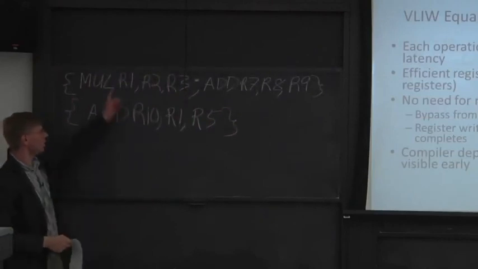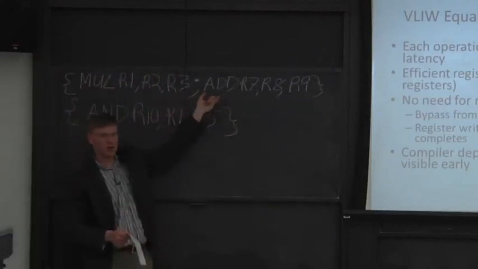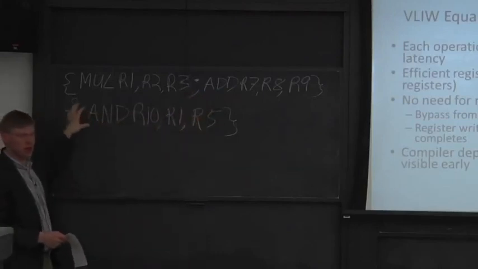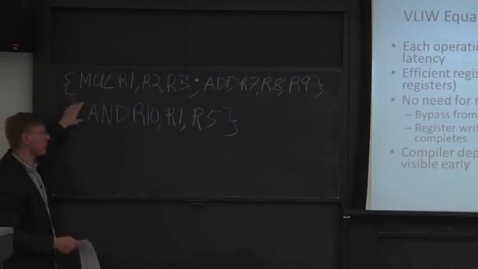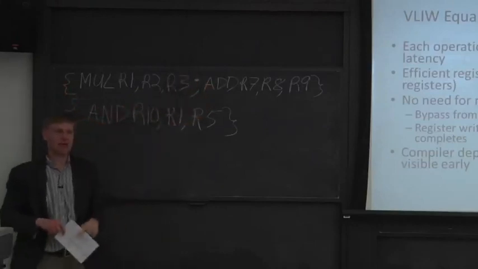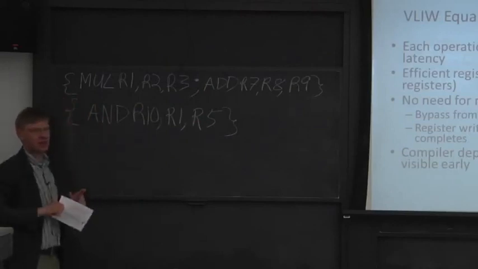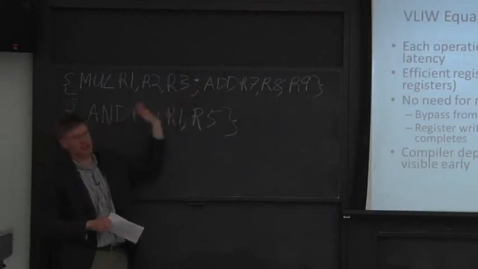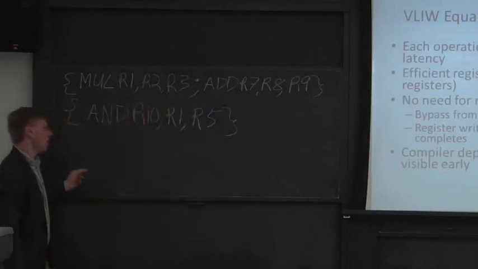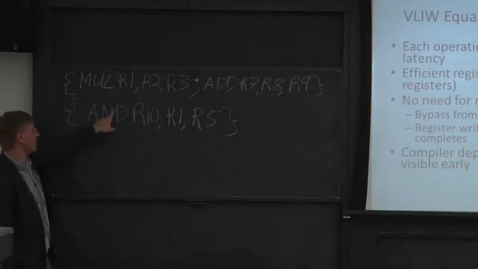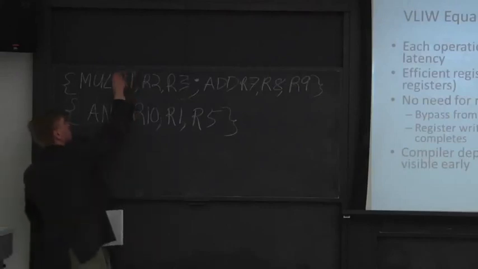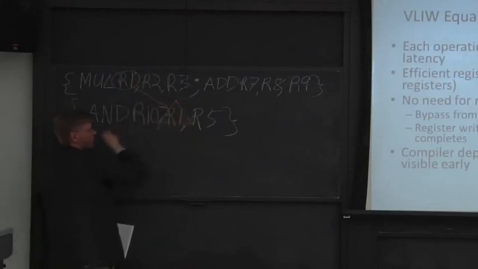Okay, so here we have a multiply and an add, which are bundled together, so they're going to execute concurrently. We have an and operation in the second bundle here. I should say that I'm using brackets and semicolons to delineate sub operations; the brackets delineate an entire instruction or entire bundle. The semicolon is just there to delineate between two operations within one instruction. And here we have an and. We have what looks to be a read after write dependence here.